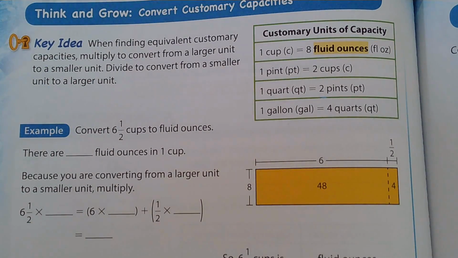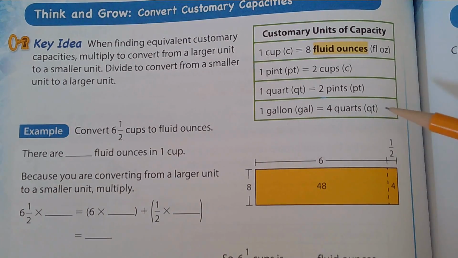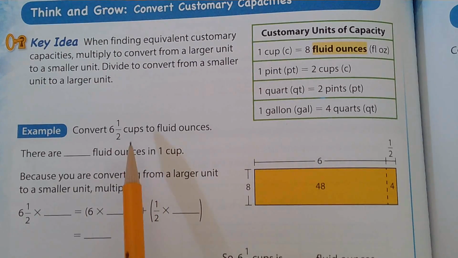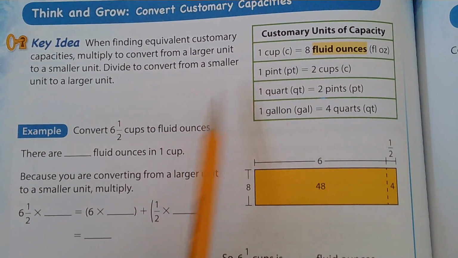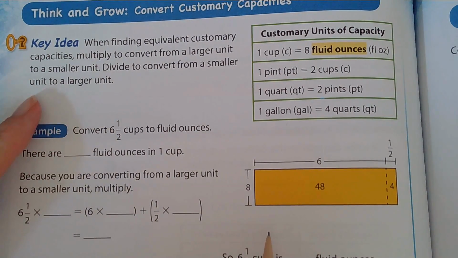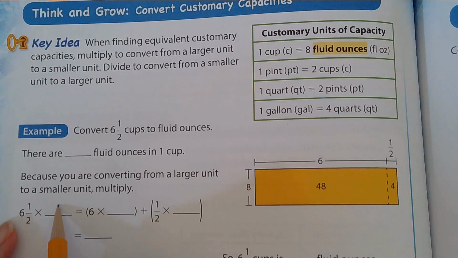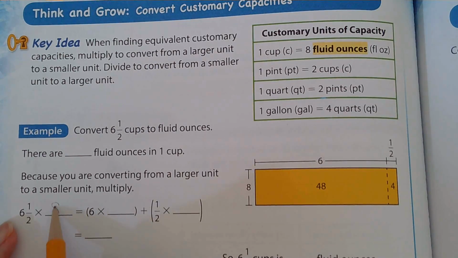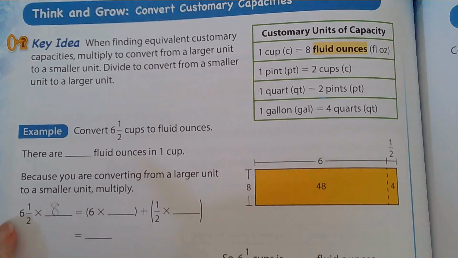Okay, this is the second video for Monday, April 13th, and now we're in your book looking at your first example problem. Here's that chart we just talked about, and we are looking at converting cups to ounces. Cups are larger than ounces, so that means we're going to multiply. Same rule, larger to smaller is multiply. So we are going to multiply 6.5 times 8, which is how many ounces are in a cup.